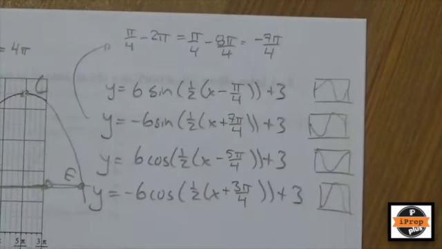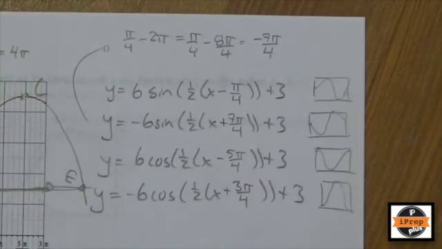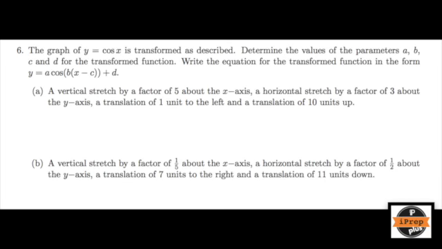Not an easy question. But if you can do this one, man, you've really got that. You really shouldn't get stumped by too much that they can throw at you. The graph of y equals cos of x is transformed as described. Determine the values of the parameters a, b, c, and d for the transformed function. Write the equation of the transformed function in the form y equals a cosine of b times x minus c plus d.